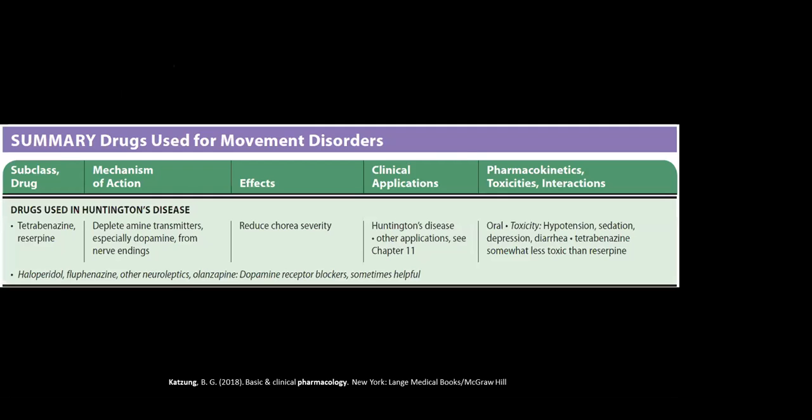Other important aspects of management include genetic counseling, speech therapy, physical and occupational therapy, dysphagia precautions, and provision of social services. And this is the summary of the drugs used in Huntington's disease.